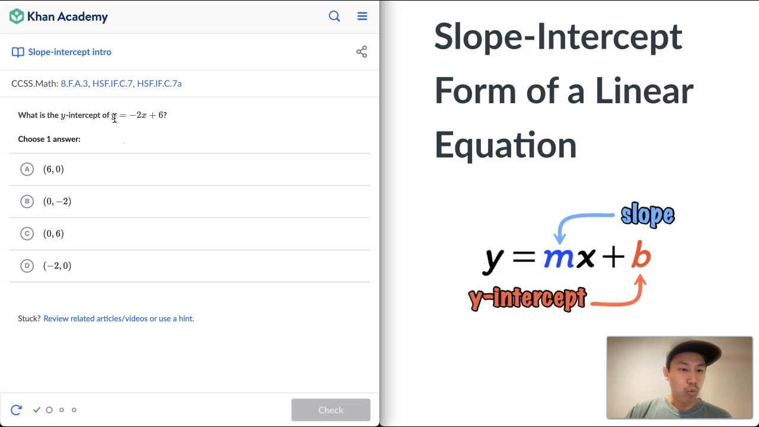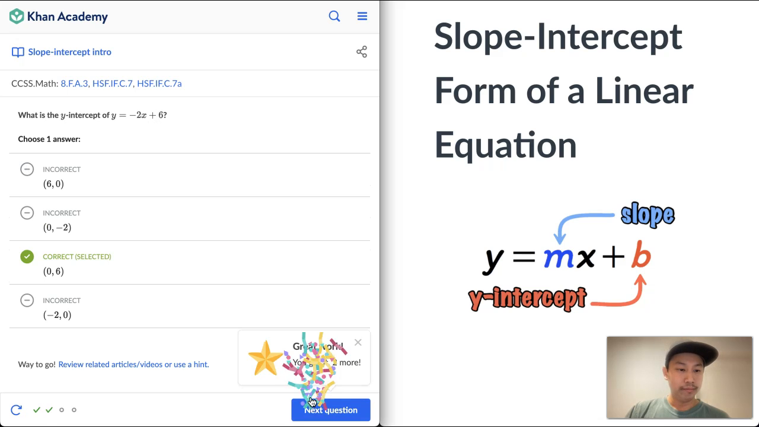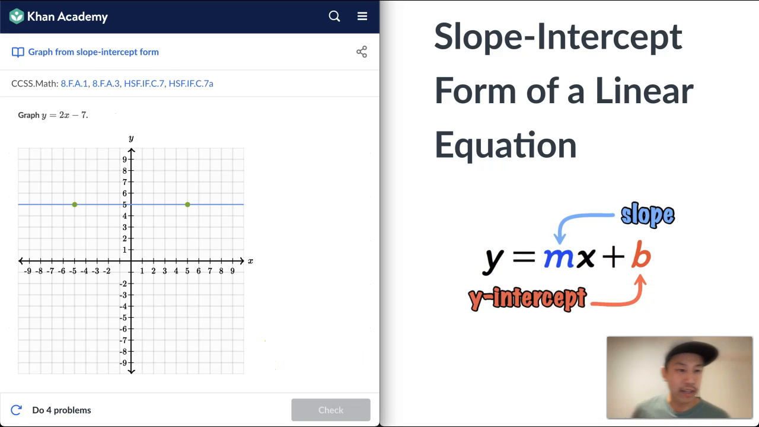Okay, what's the y-intercept? Y equals mx plus b. I want the b value for the y-intercept. So it's just a plus 6. (0, 6). Done. Okay. So that's that exercise. We're going to go to the next exercise. Actually create the graph from your slope-intercept form.